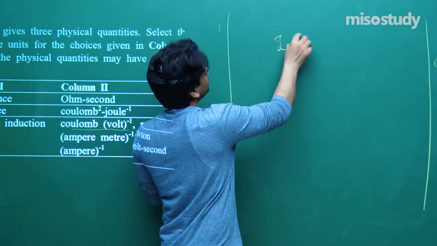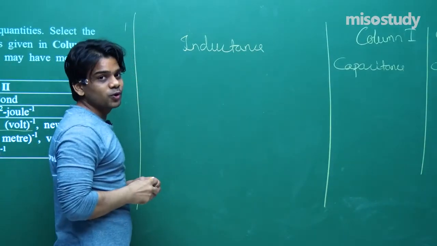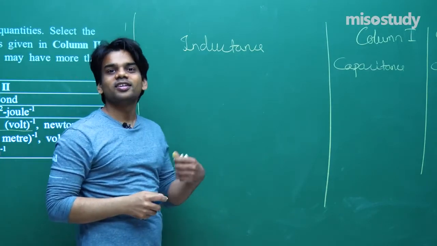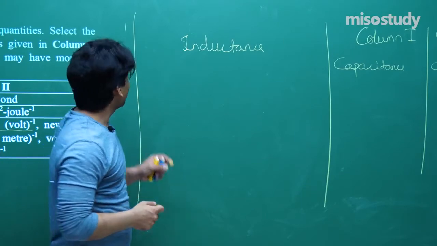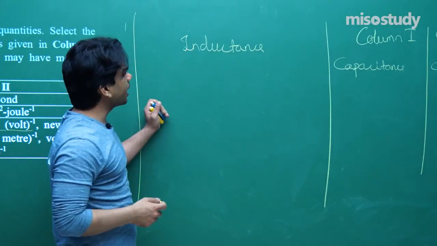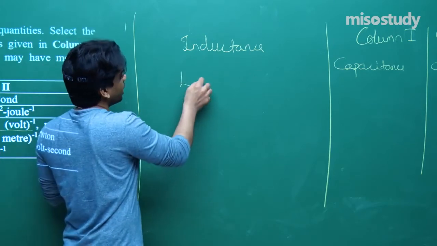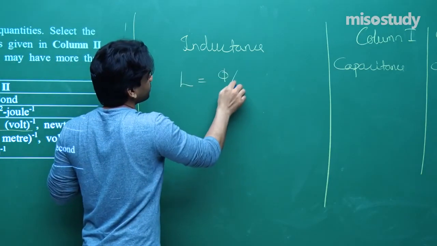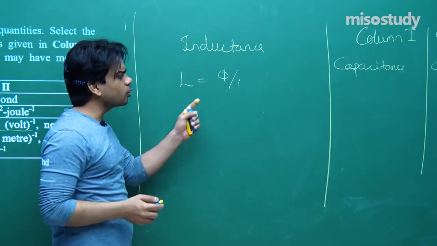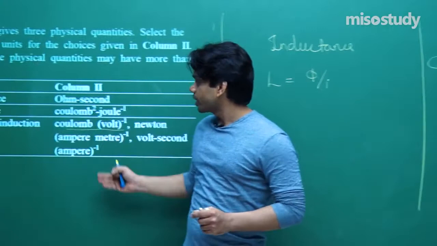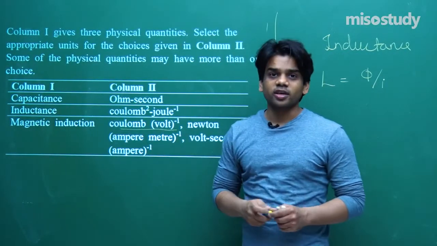Next term, let's go with inductance. Inductance, just now I have told you how you can describe it. First of all let me go ahead with the unit of inductance. Inductance is L is equal to phi by I. This is what I have told, that is Weber per unit ampere. But here the units given are in terms of ohm second, coulomb square per joule, coulomb per volt, and Newton. All these terms are given.